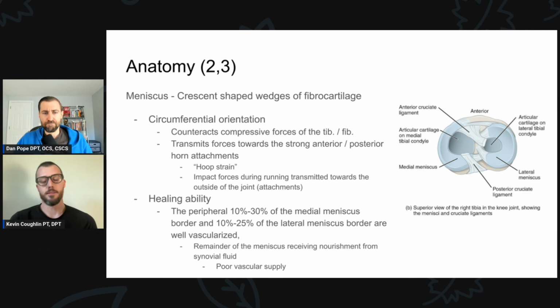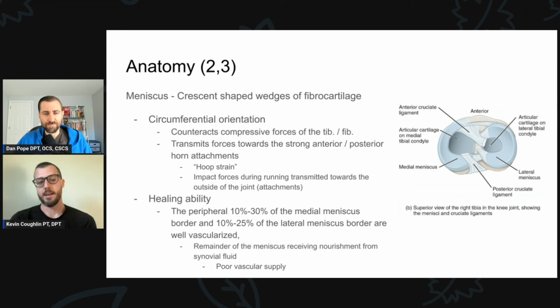That gives us some indication of who might be a better candidate for surgery, depending on the location of the tear, which we'll talk about. But that hoop strain is an important function of the meniscus. And in terms of healing ability, the next slide will have a good visual on this, but the peripheral part of the meniscus, that outer 10 to 30%, that outer third, tends to have more vascular blood supply, and that allows it to heal a little bit better.